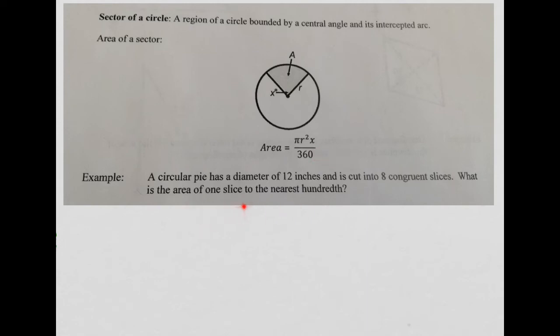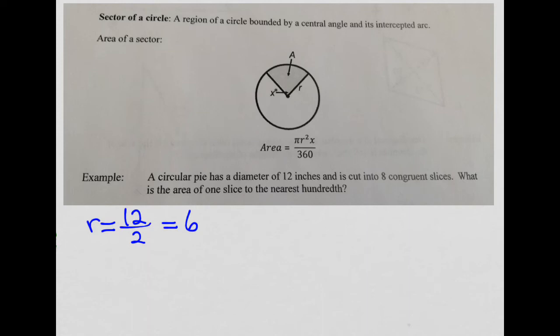So if we're given a circular pie with a diameter of 12 inches, and we cut it into 8 slices, what's the area of one slice to the nearest hundredth? Alright, so let's label what we have. The diameter is 12, so to find the radius r, we just cut that in half. So the radius will be half of 12, which is 6.